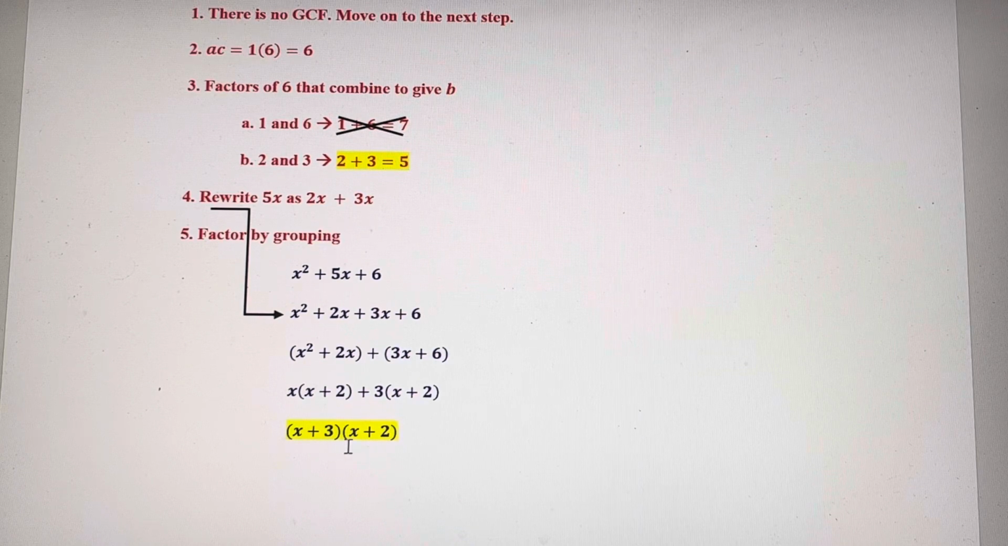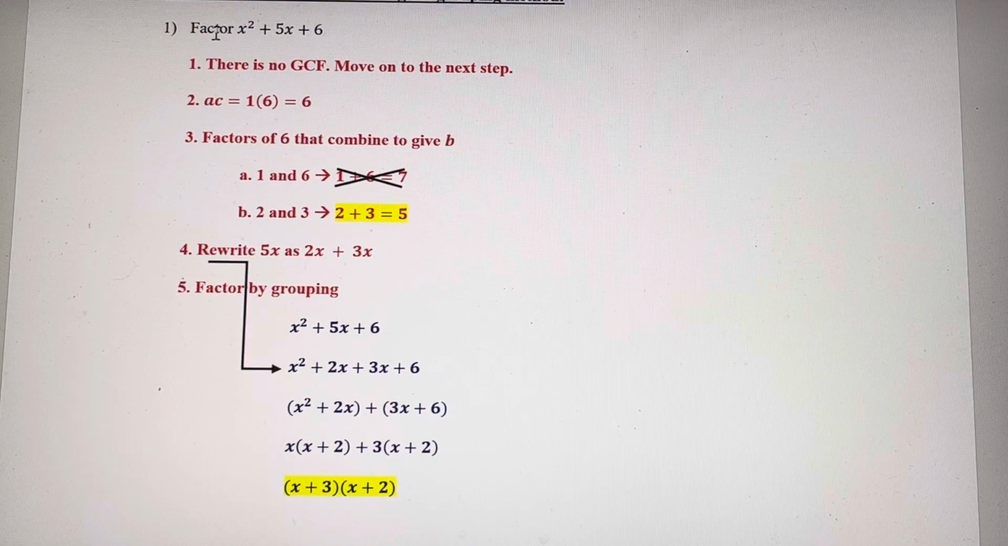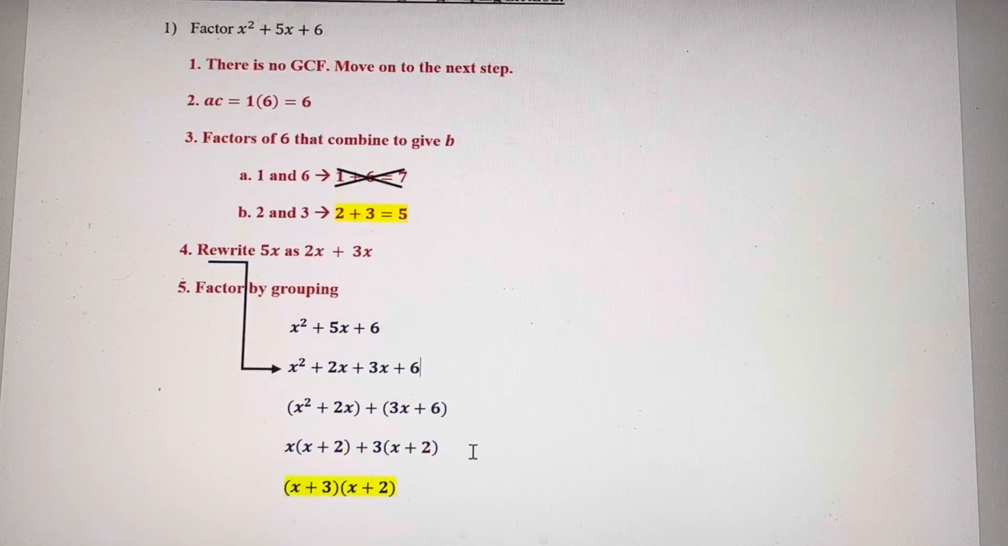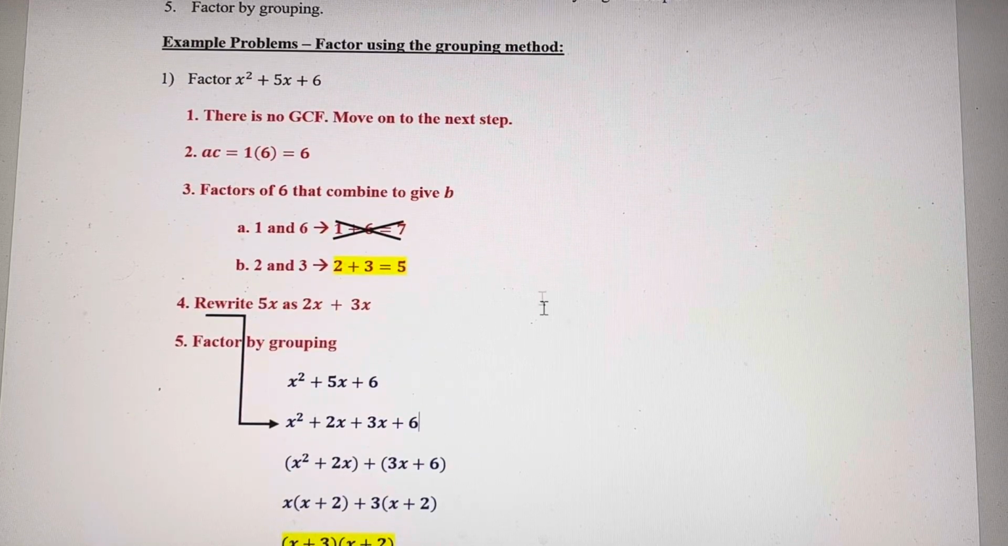So this is the factorization of x squared plus 5x plus 6, all right? So that's going to be my answer. If we did guess and check, we would have gotten the same thing. As always, when you factor, use the distributive property, multiply these back out together, and you should get what you started with. So you know you're correct.